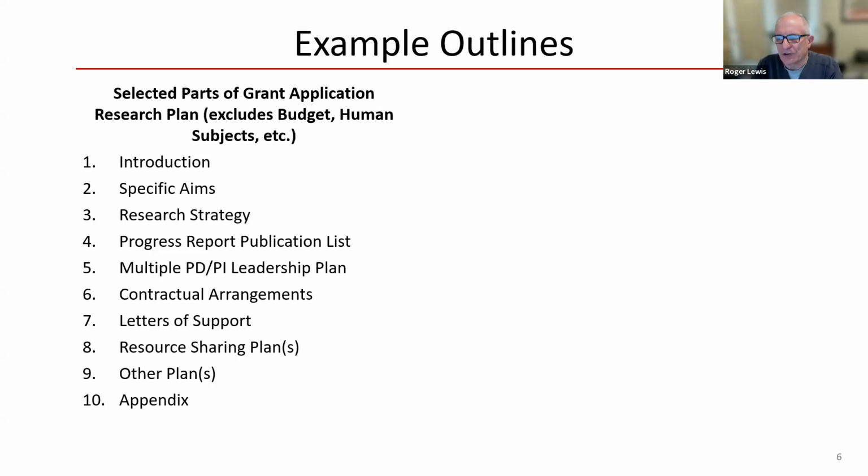So what I did is I took just an online outline of the research plan part of an NIH clinical trial application. So this is the PHS 398 part, and this is selected parts. I've excluded the budget and human subjects. And let's talk a little bit about what people are looking for in these different parts.